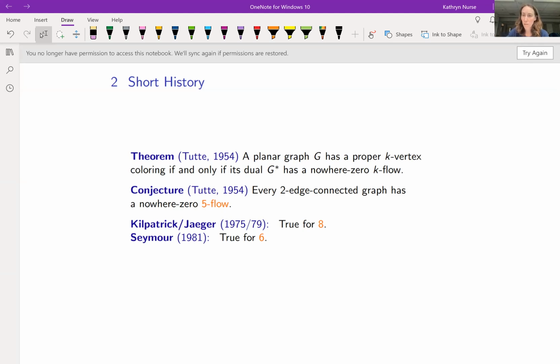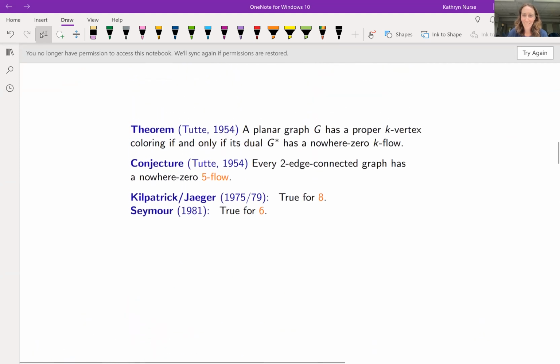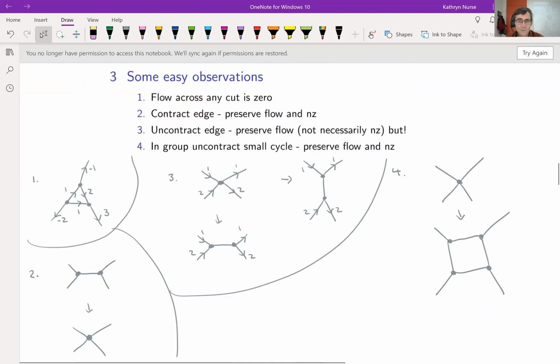So progress has been in other ways, like showing that the minimum counterexample has a high girth or something. Okay. Any questions about the history?